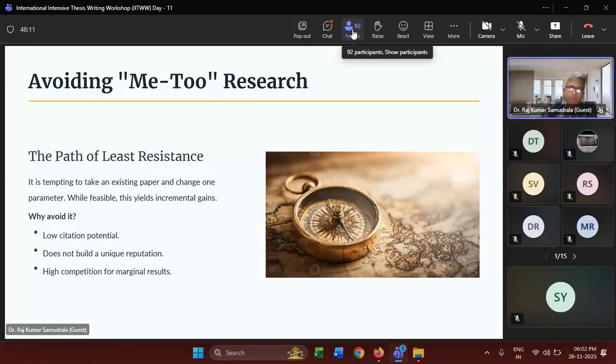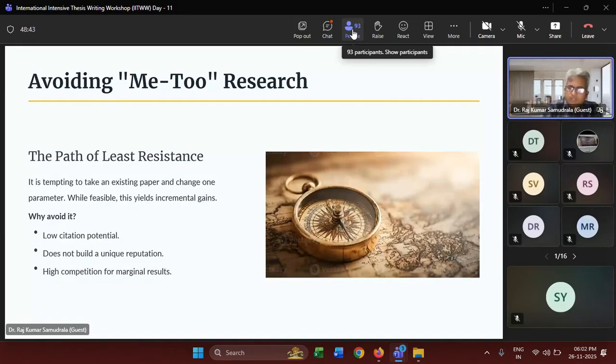Yeah, the path of least resistance. If you are choosing a problem, for that there is no resistance. Whatever problem you are choosing, if you simply get a solution, will it give you satisfaction? No, absolutely no. It is tempting to take an existing paper and change one parameter. If you change one parameter, you will get some other results. While feasible, this yields incremental gains.